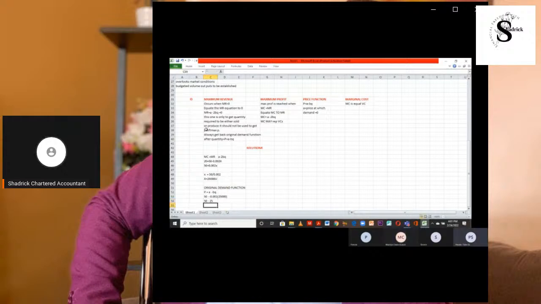Then which one is quantity? Let's units. That Q represents X. How much do you find? 25,000 units. So you substitute with that one. 0.001, you are going to find that the answer will be 50 minus 25, right? 25.